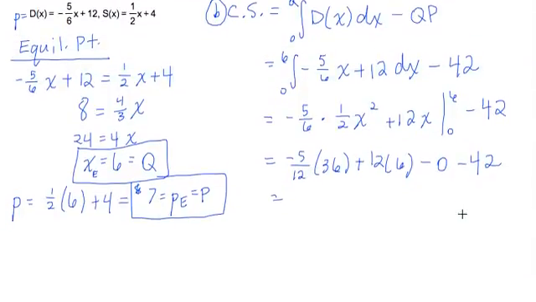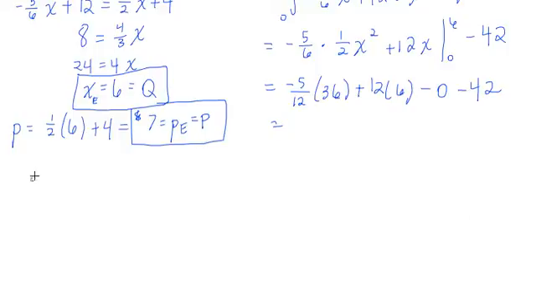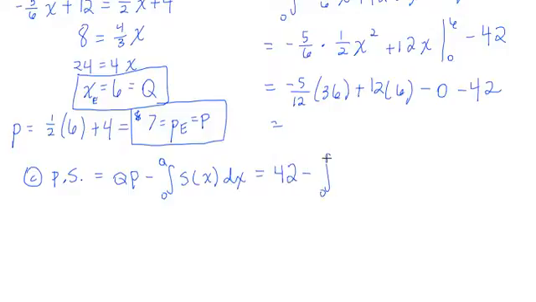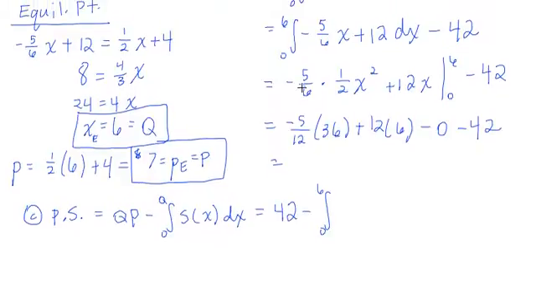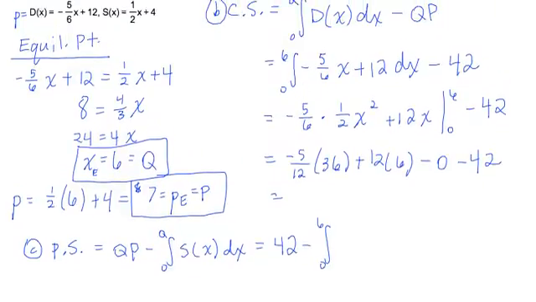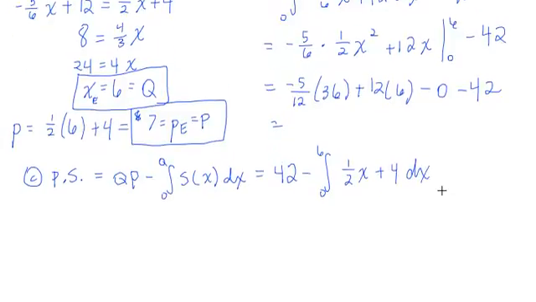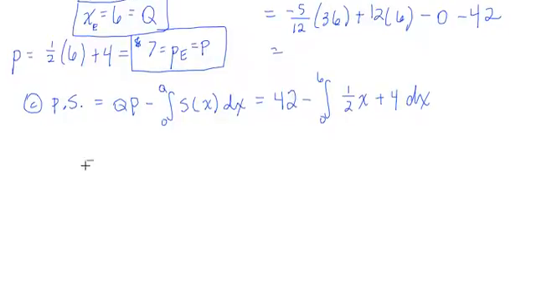Then next is producer surplus. So producer surplus is QP minus the integral from 0 to Q of S of x, the supply function, dx. The product of Q and P is still 42, minus the integral from 0 to 6 of the supply function, which here is 1/2 x plus 4 dx. We'll do a little bit just to make sure you're on the right track here, but from here, it's purely computational.